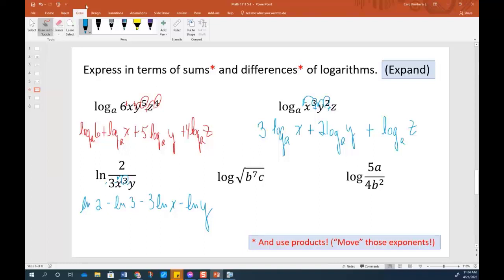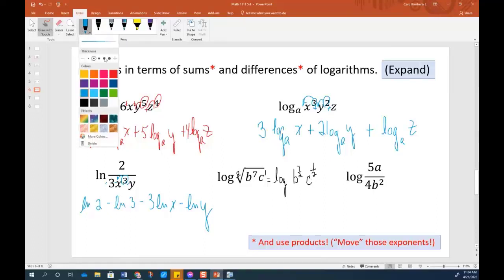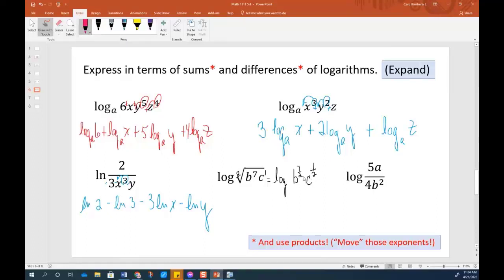Now here I have a root, so based on my previous notation, we just want to rewrite that root. So that one is just log of b to the 7th, and the little root out here is a 2, so that's going to be b to the 7 over 2, and c has an understood 1, so that'll be 1 over 2. So this is what I'm going to use as I rewrite my logarithm as an expansion. Here, these will both end up being positive.